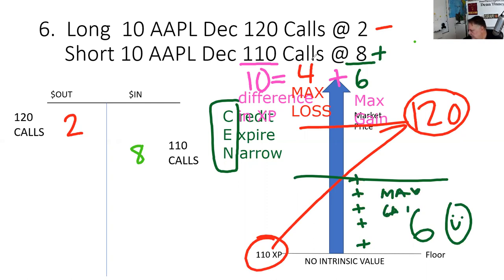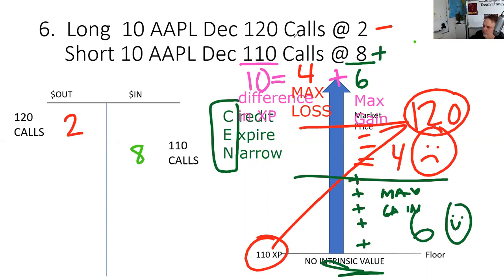In between these two numbers, by the way, we don't make the entire 6. To make the entire 6, it's got to be down here. And then here's our loss. Whatever the gain and the loss are, those numbers always add up to the difference in the strikes, because the whole point of a spread is saying I want to play between 110 and 120, and then I don't want to play anymore.